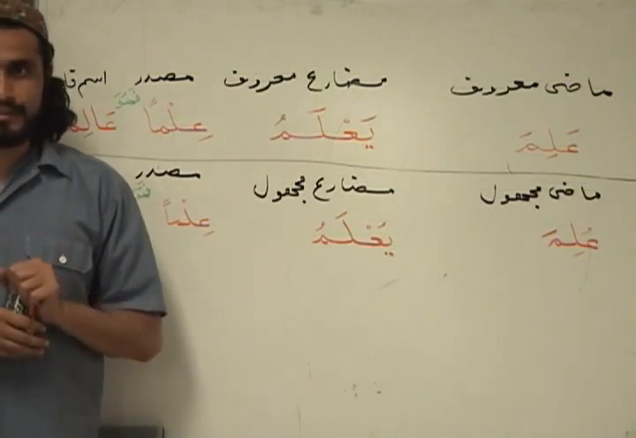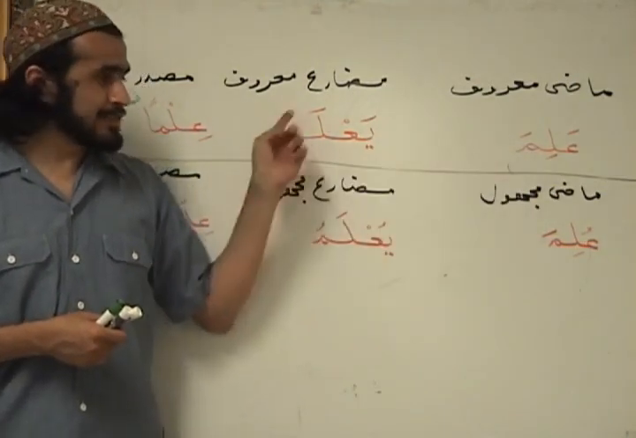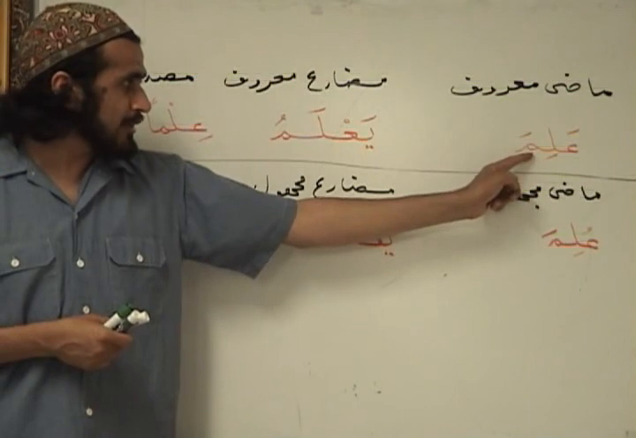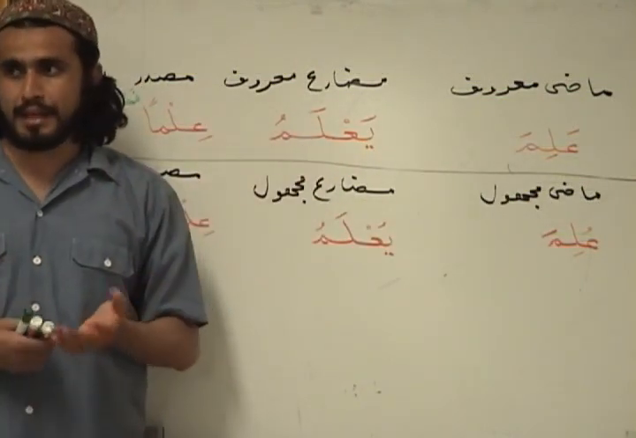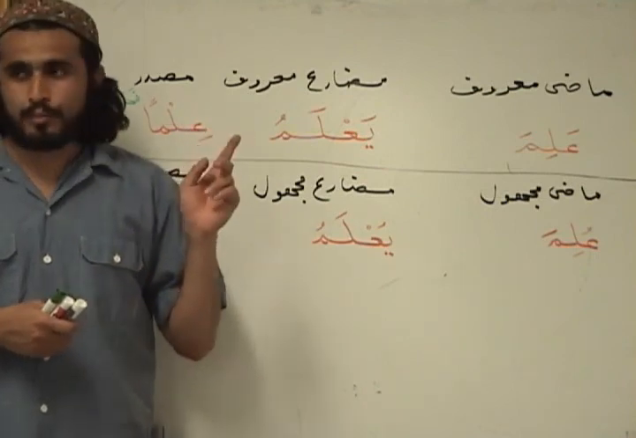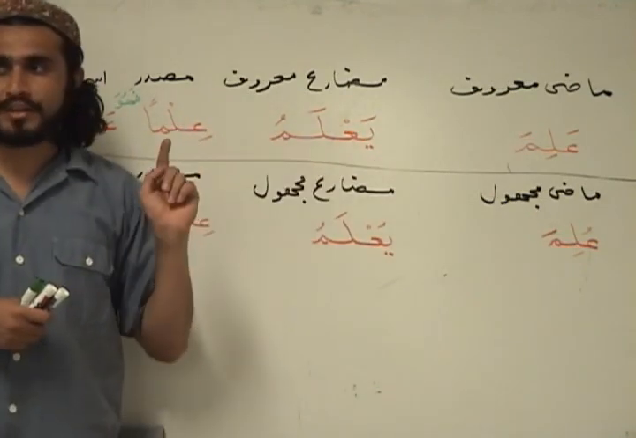But in reality, only 6 of them exist. The others don't exist. Which ones exist? With fatha, everything exists. With fatha here in madi and mudari, you can have fatha, kasra, or dhamma. And you have to find examples of this, right? For example, an example of fatha here and dhamma here would be nasara, yansuru.